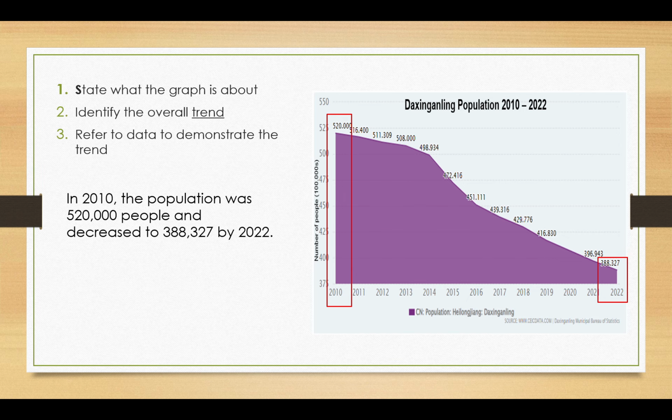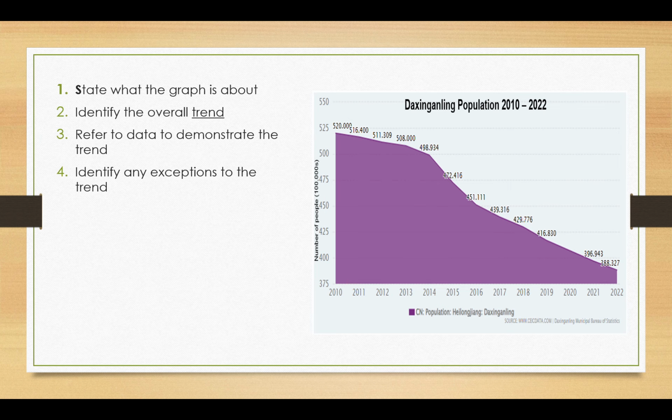So in 2010 the population was 520,000 people and decreased to 388,327 by 2022. If I want to bump this up, I might do a calculation to really quantify that to make the difference clear to people. This is a decline of 131,673 people in 12 years. So that involves a little bit of math, but I think it makes the point very clear about how many people it decreased by in how much time.